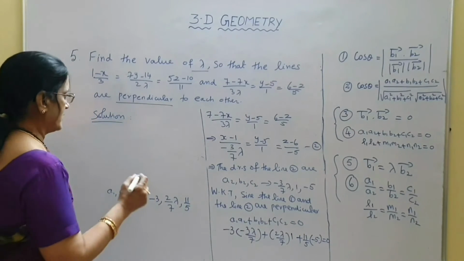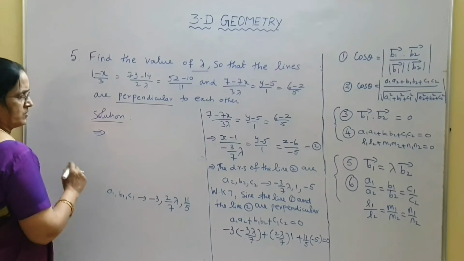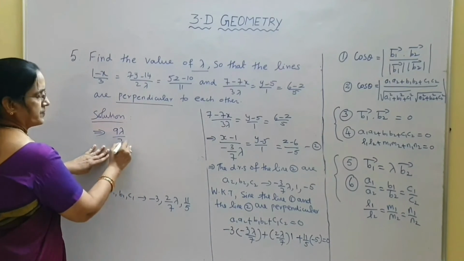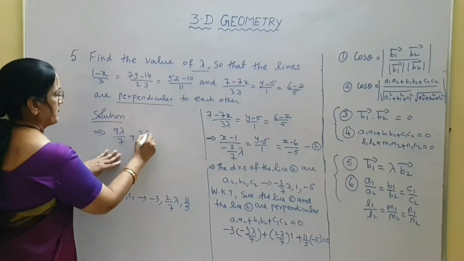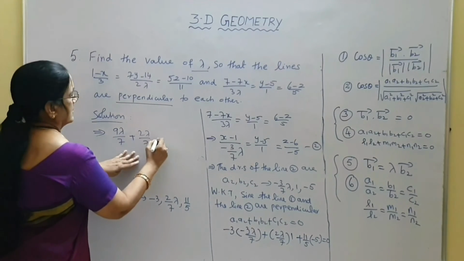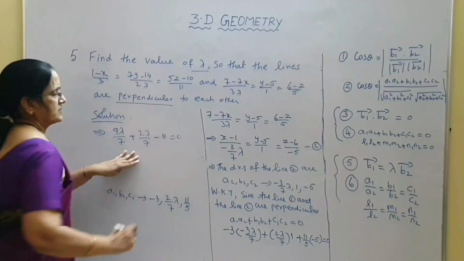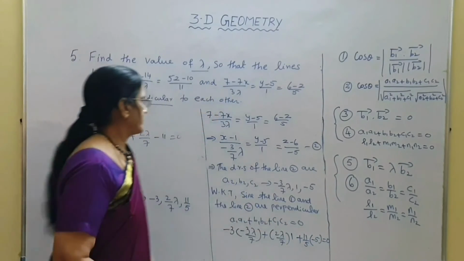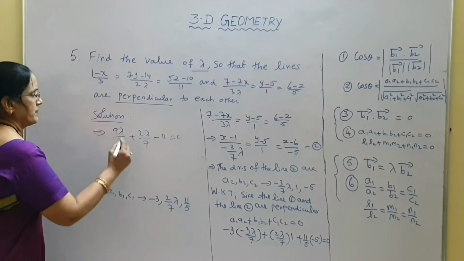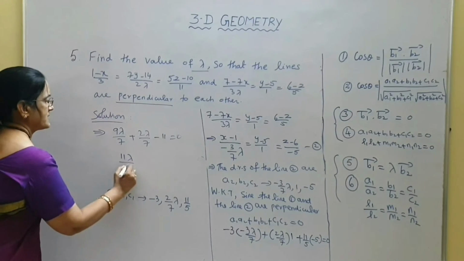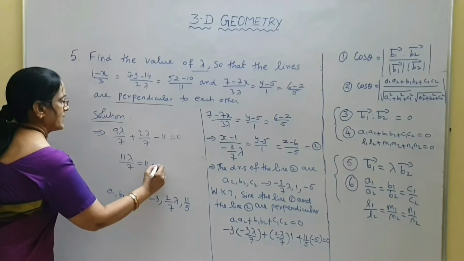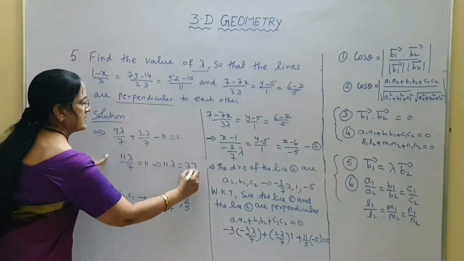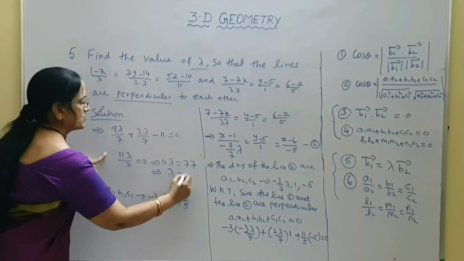Let us simplify this further. We will be getting 9 lambda by 7 plus 2 lambda by 7 minus 11 equal to 0. Because this 5 and that 5 will get cancelled, you will be left with only minus 11. When I simplify this further, I will be getting 11 lambda by 7 equal to 11, which implies 11 lambda is equal to 77, which will give us lambda equal to 7.